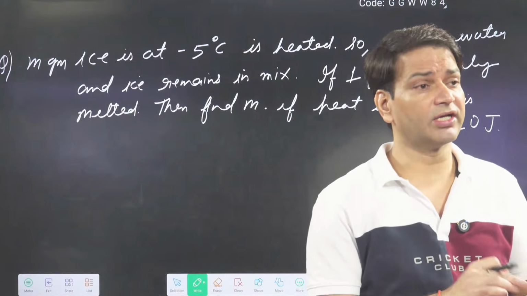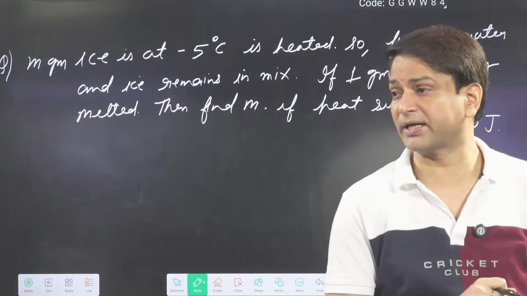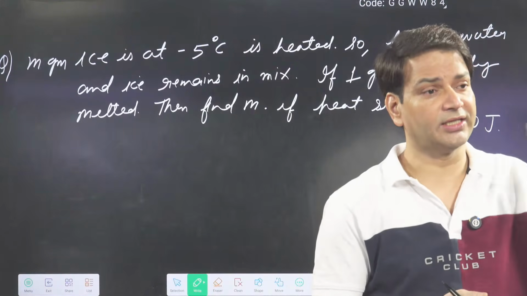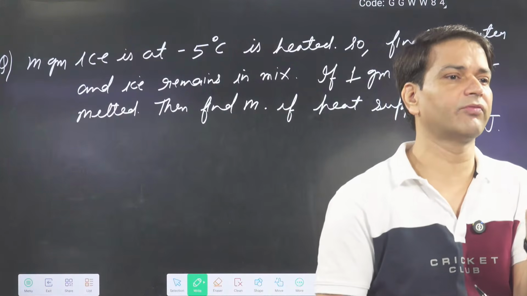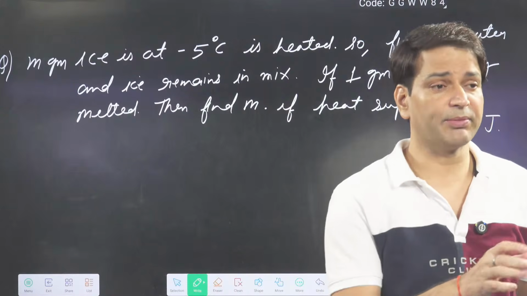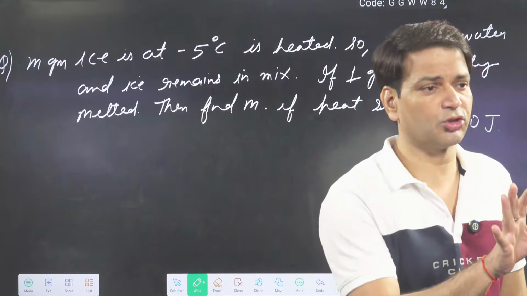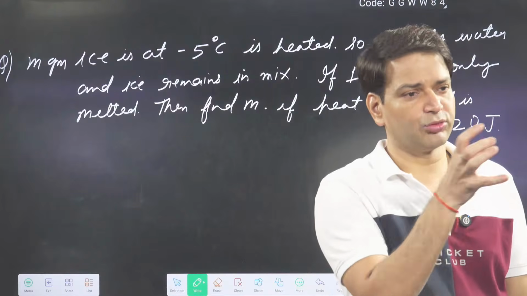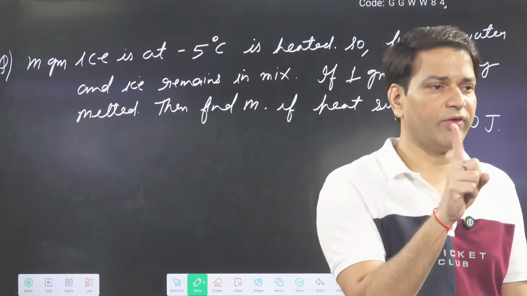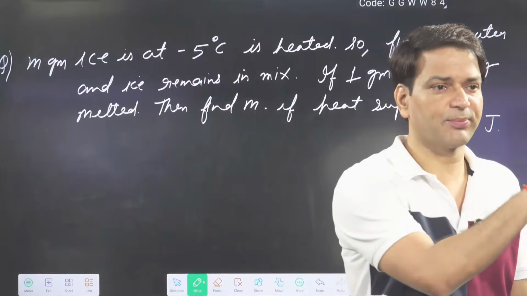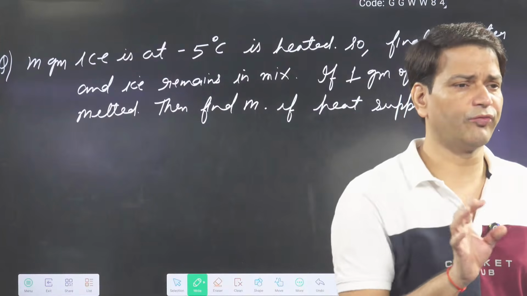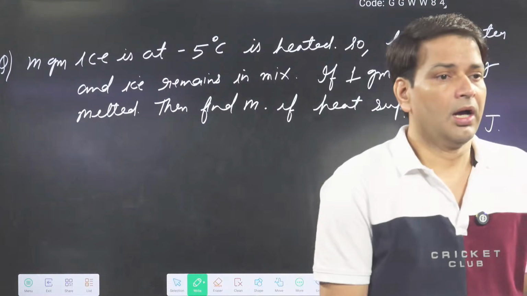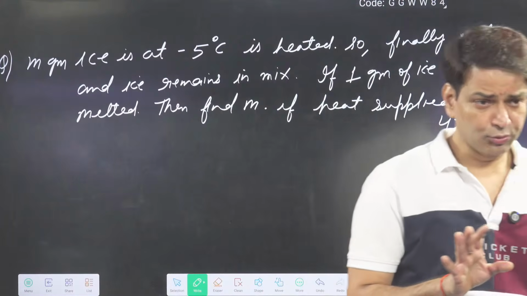They are saying only 1 gram of ice is melted, and in the mixture some ice and water remain. So we know that till the whole ice melts, the temperature will be 0°C. It means our final temperature here is 0°C. First the ice at -5 will come to 0°, and in that only 1 gram of ice will melt. That is the problem. Everybody got this or not? So the final temperature is 0°C. Up to this everybody got it.